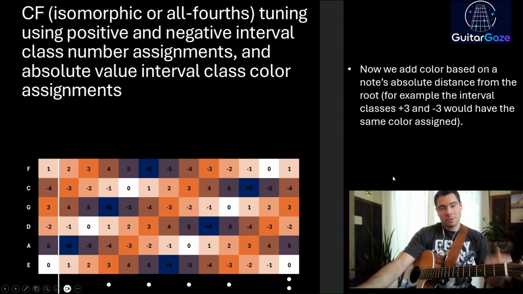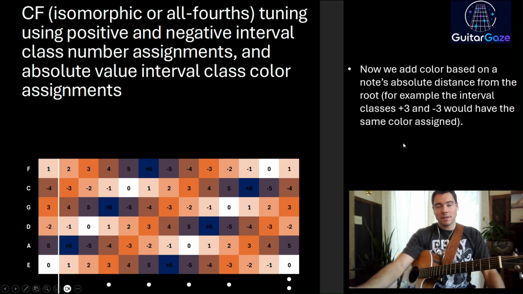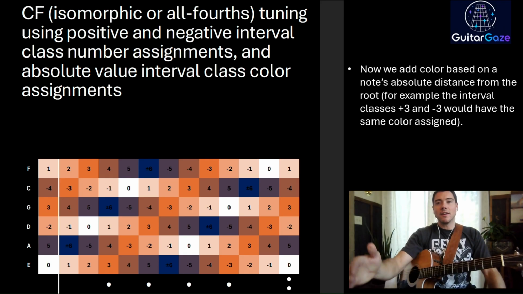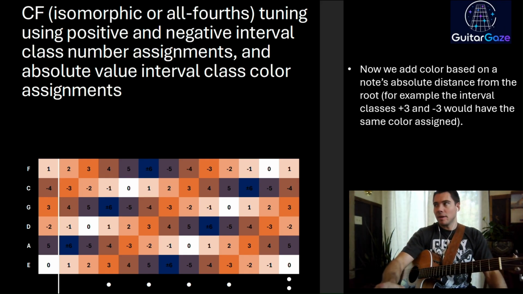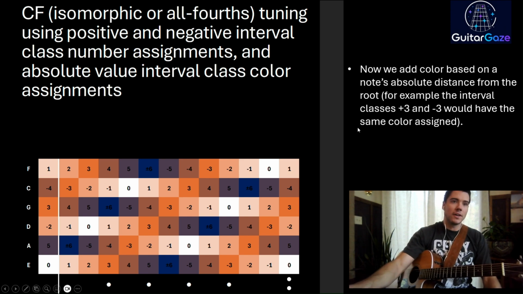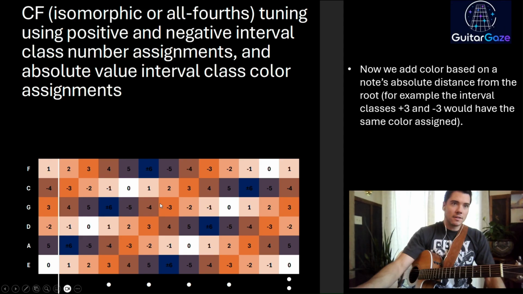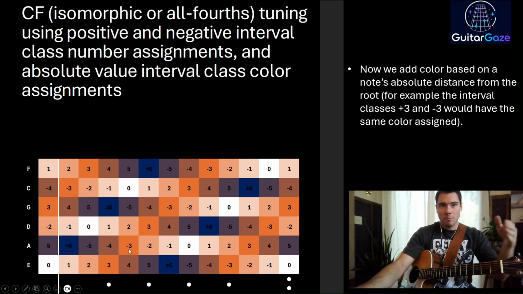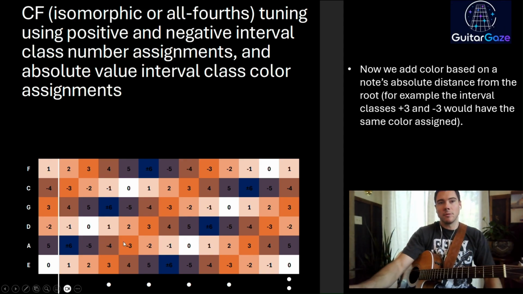Now we add color to make that a little more clear. As I mentioned earlier, sometimes you'll have interval classes that are just based on the absolute value of the interval rather than accounting for positive and negative. In this instance, we assign colors that way. Because, for example, plus 3 and minus 3 are both the same distance from the root note, they are assigned the same color. So these color assignments are based on distance from the root note.